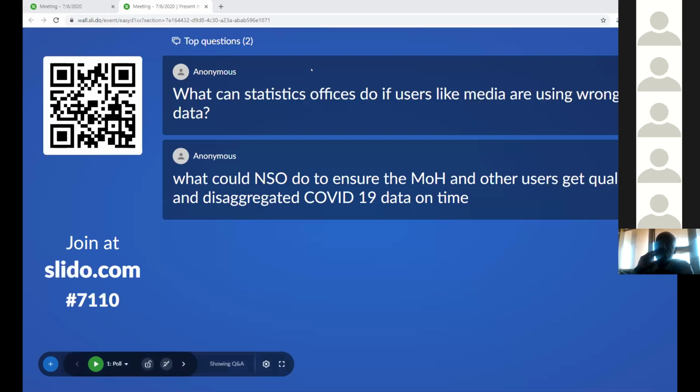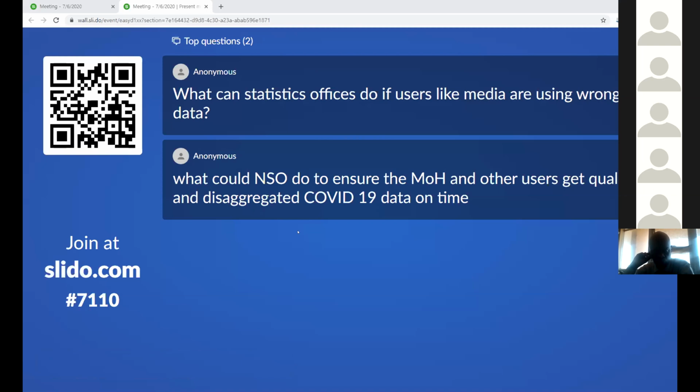Okay, as you can see, we do have 2 questions, and I'll leave it up to my colleagues to answer them, but just to read the top one right now, it's: what can statistics offices do if users like media are using wrong data? So if one of our, yes, Viveke, go ahead.